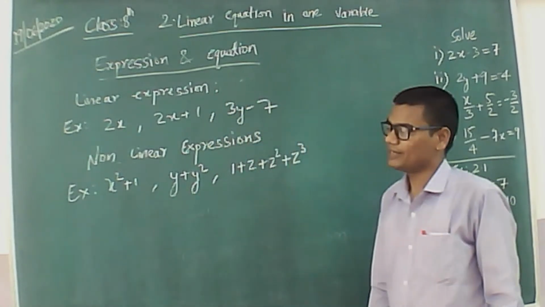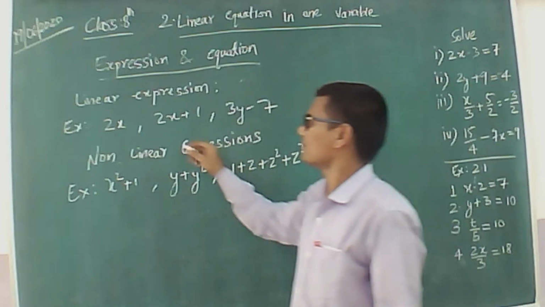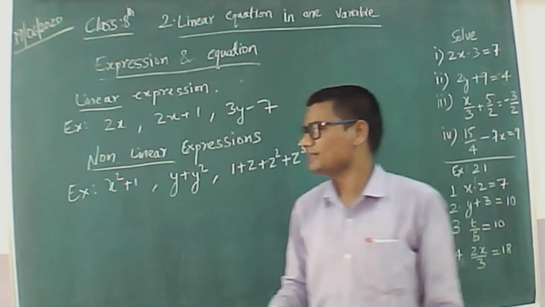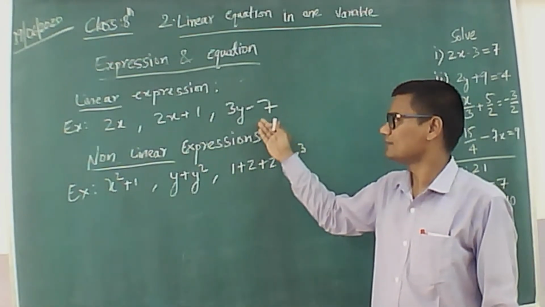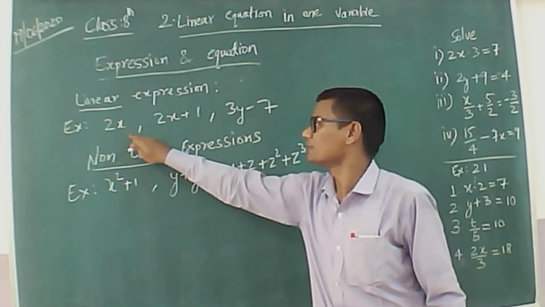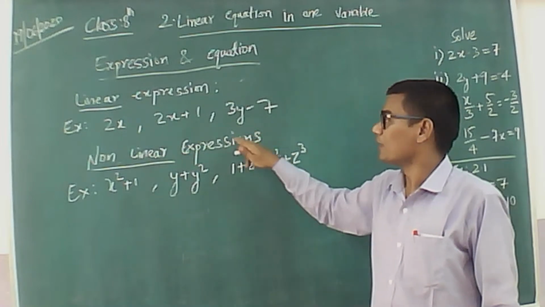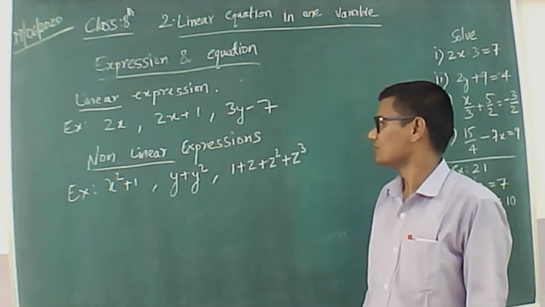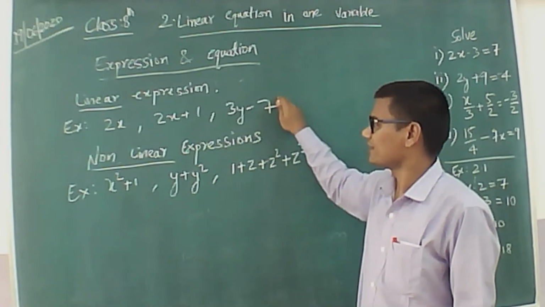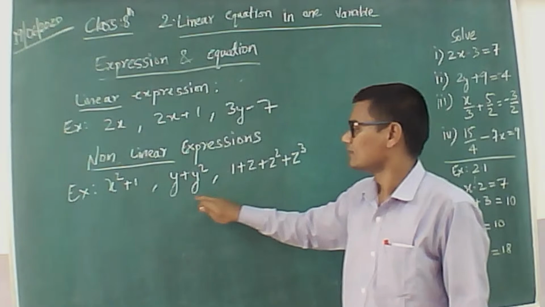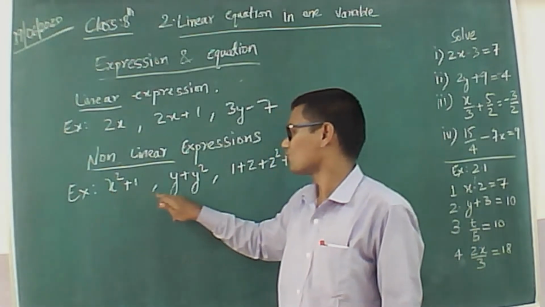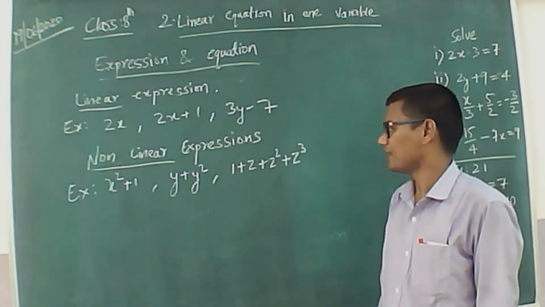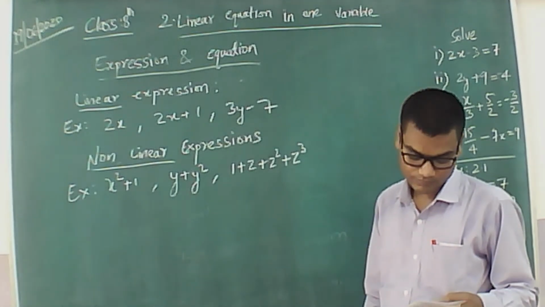Now can you tell me what this linear or non-linear means? Can we find any similarity between these three examples? Yes, the power of the variables is 1. So these are linear expressions, and here the power of the variable is not 1, so these are non-linear expressions.